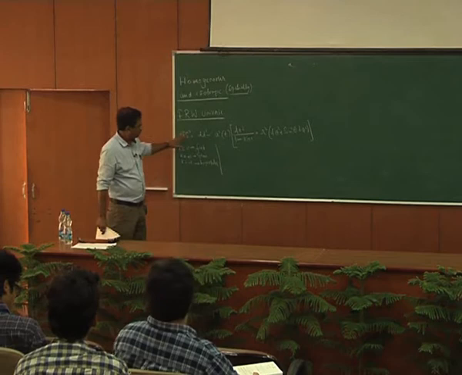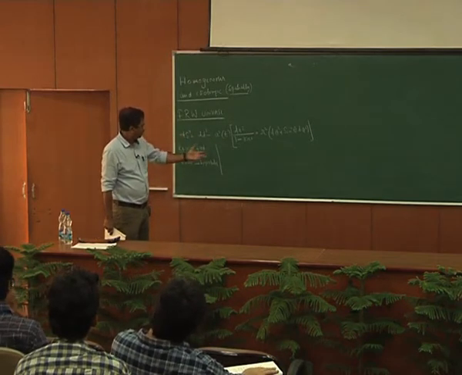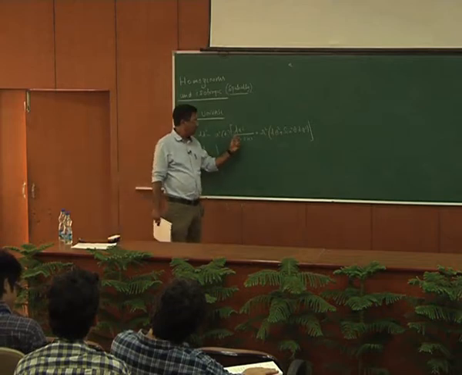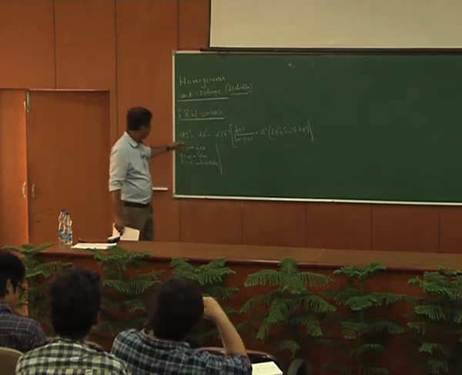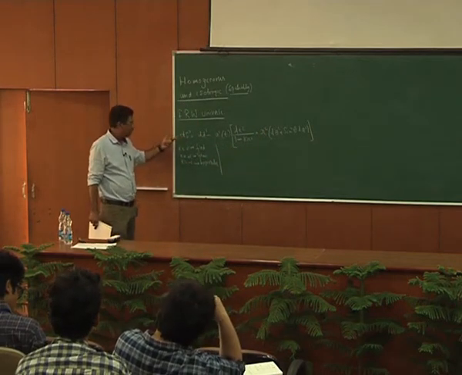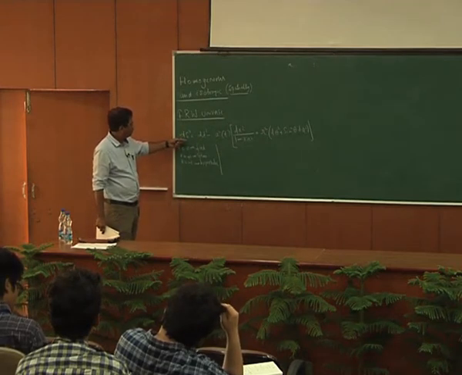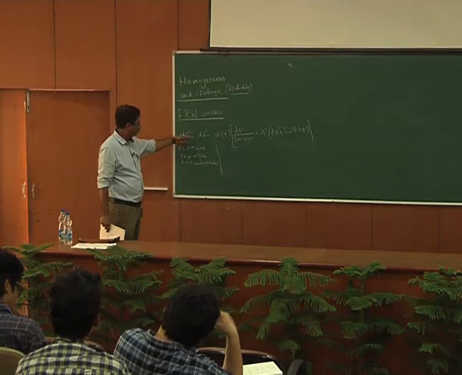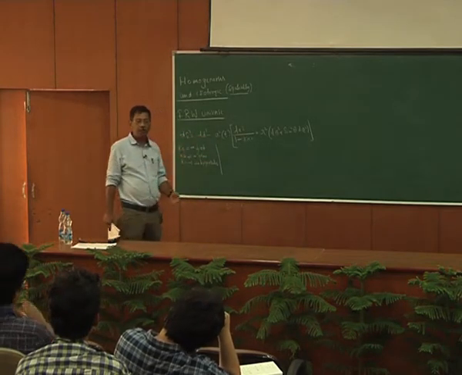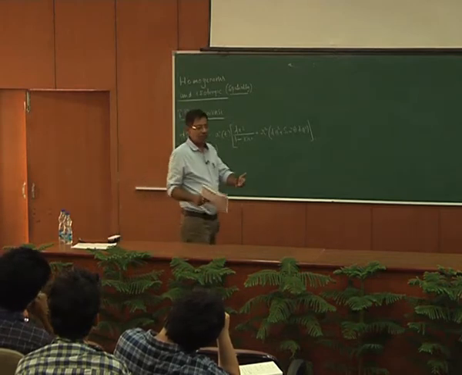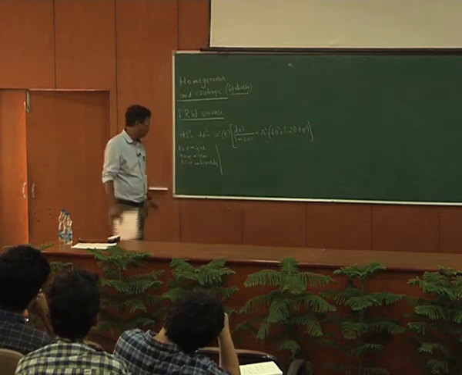Remember, this metric is written in what we call co-moving coordinates. If the observer is at rest, so dr, d theta, d phi don't change, then this d tau squared is the proper time, with c equal to 1 in my convention. So this time is the proper time for a co-moving observer, an observer moving with the expansion of the universe. In that sense, it is at rest with respect to the expansion of the universe.